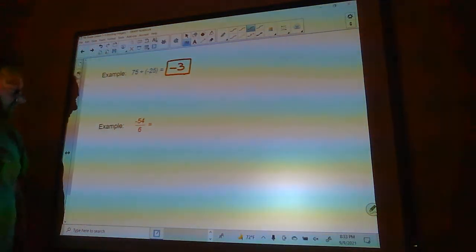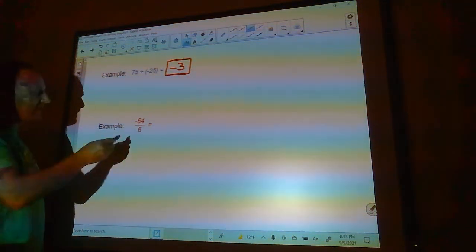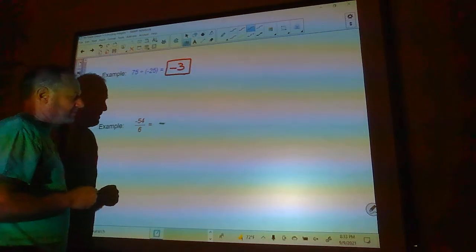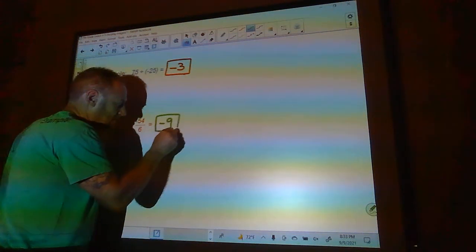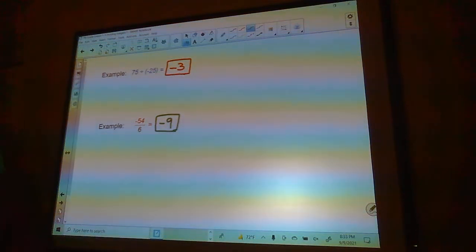Here we have negative 54 divided by 6. So again, a negative divided by a positive. The answer is going to be negative. 54 divided by 6 is 9. Boom, we're done with that one. Piece of cake.